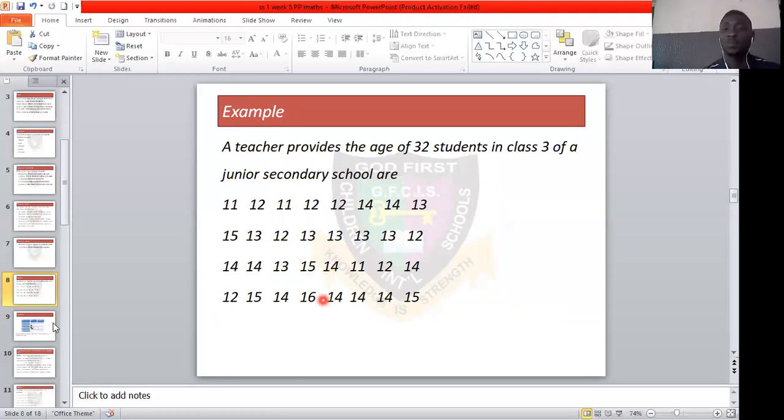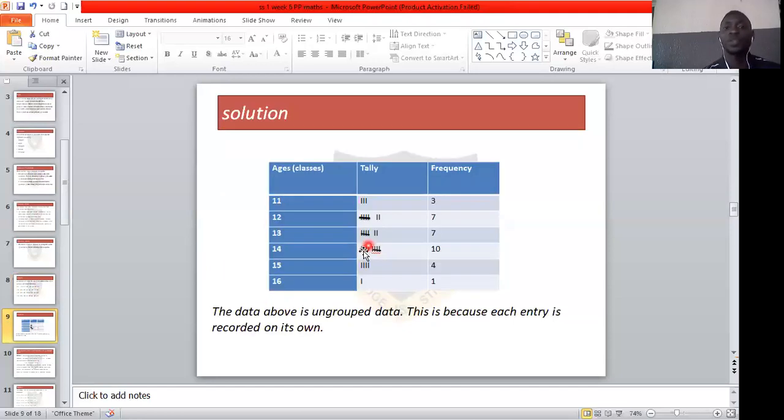So that gives you how many bundles? 2 bundles automatically, that's 1, 2, 3, 4, 5, and 1, 2, 3, 4, 5. So you do that for 15 and 16, and count all this together. 3 plus 7, that's 10. 10 plus 7, that's 17. 17 plus 10 is 27. 27 plus 4 is 31. And 31 plus 1 is 32. And according to the question, we have how many students?